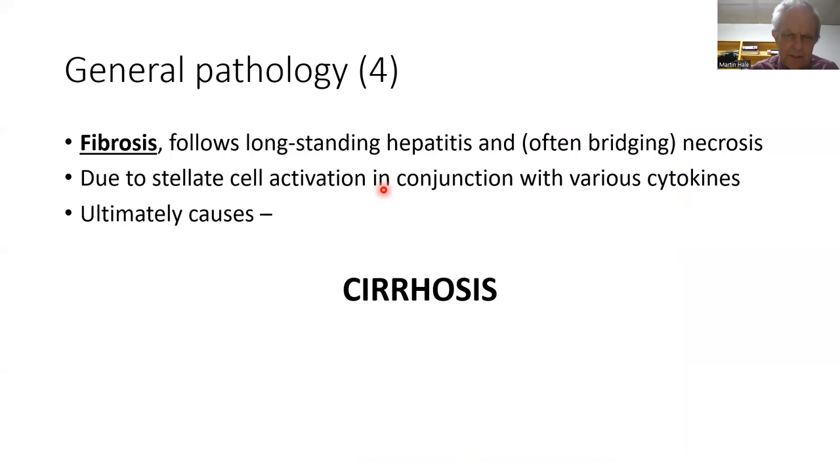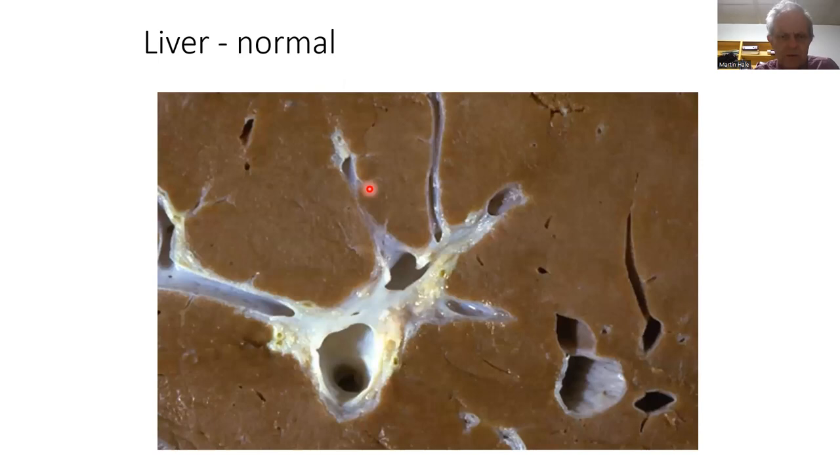Fibrosis then, ultimately, if it's long-standing, progresses to cirrhosis. And that happens because of stellate cell activation in conjunction with cytokines. And in fact, what happens is that the stellate cells then lay down a different type of collagen. Remember, you've got type 1 to type 4 collagen, which is present in the human body, and you get stellate cell activation, and you get a rigid fibrosis, which is laid down in the sinusoids, which ultimately leads to cirrhosis. So that's what the liver looks like from a normal point of view.